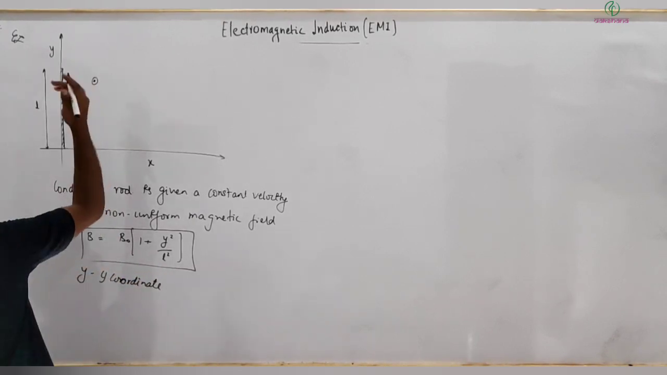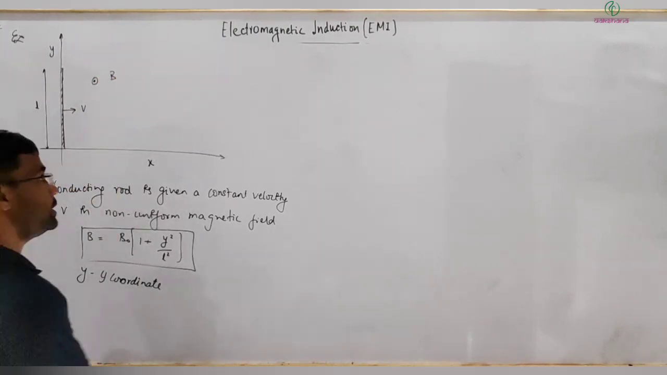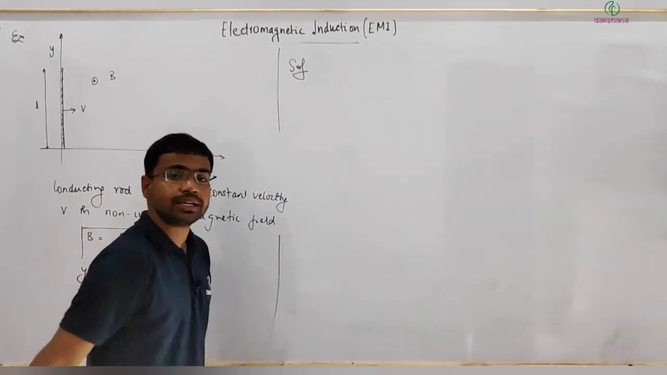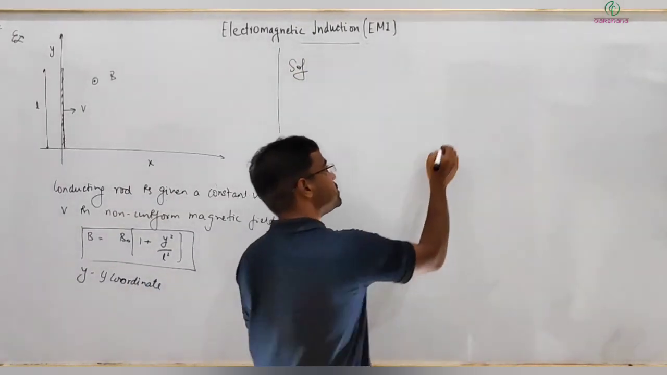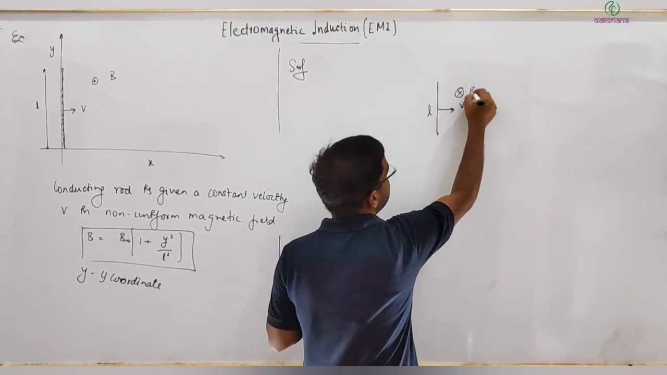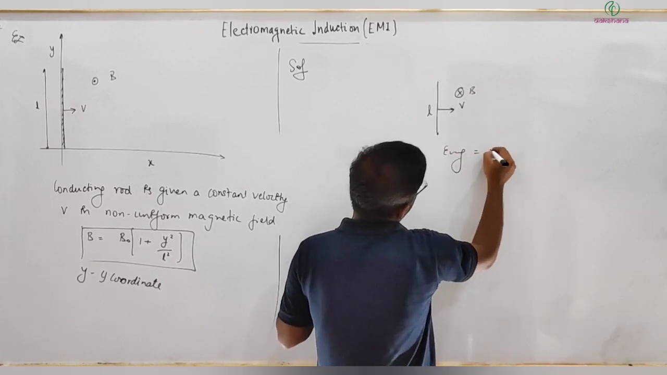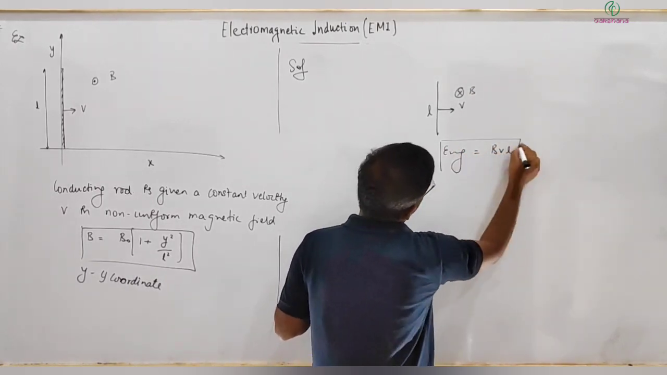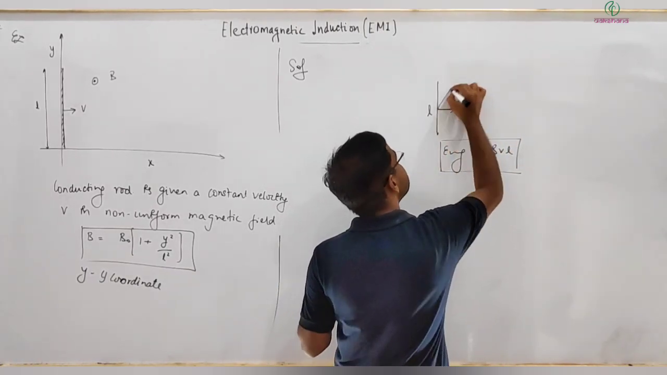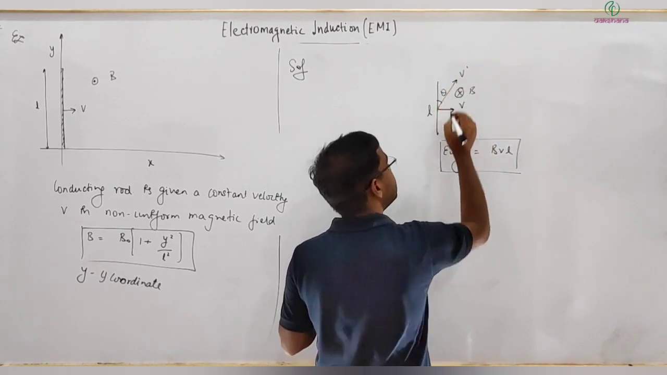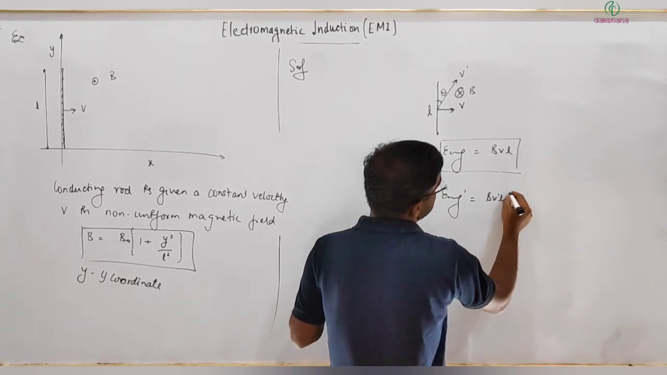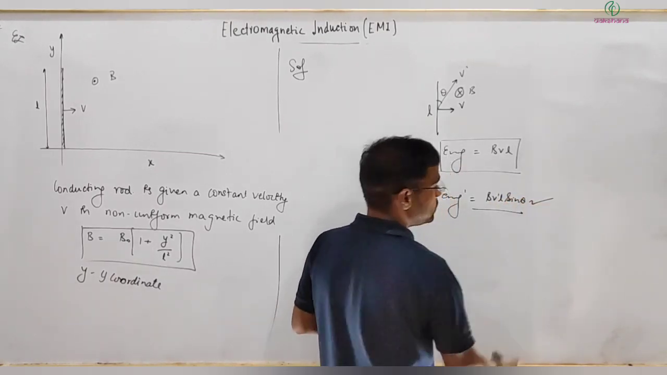The magnetic field is pointed outward. Now you are asked to find the EMF induced in the rod. This is easy, and you must remember that if a rod of length L moves with velocity V in a magnetic field B, then the EMF in the rod is given by BVL. If the velocity is at some angle theta, then the EMF is BVL into sine theta. You should remember this.